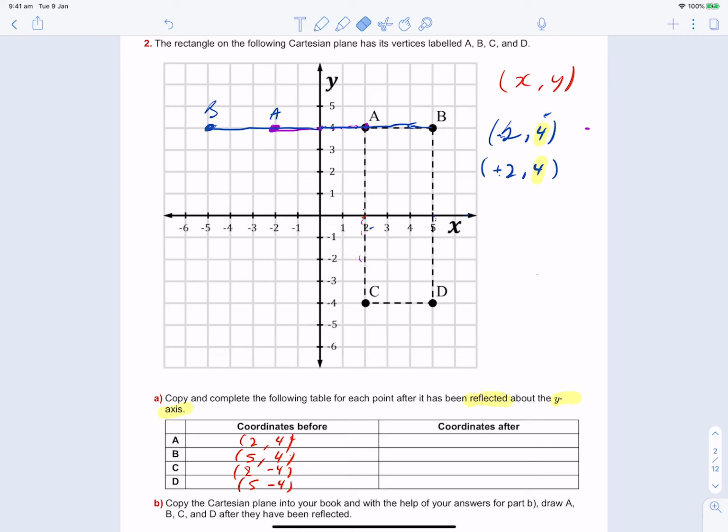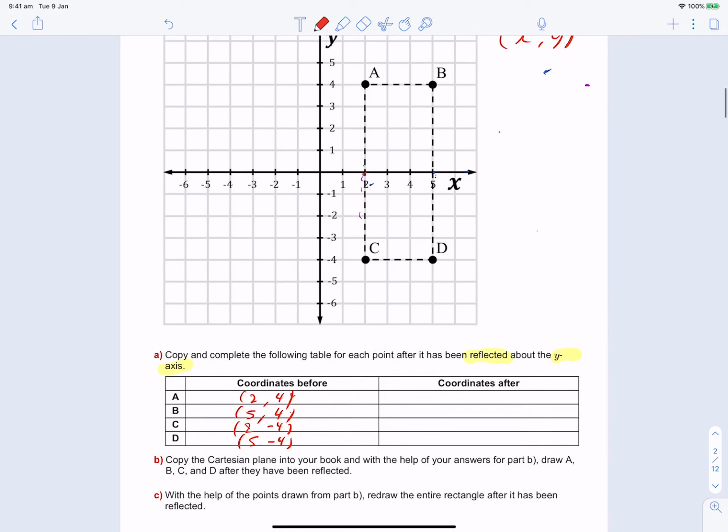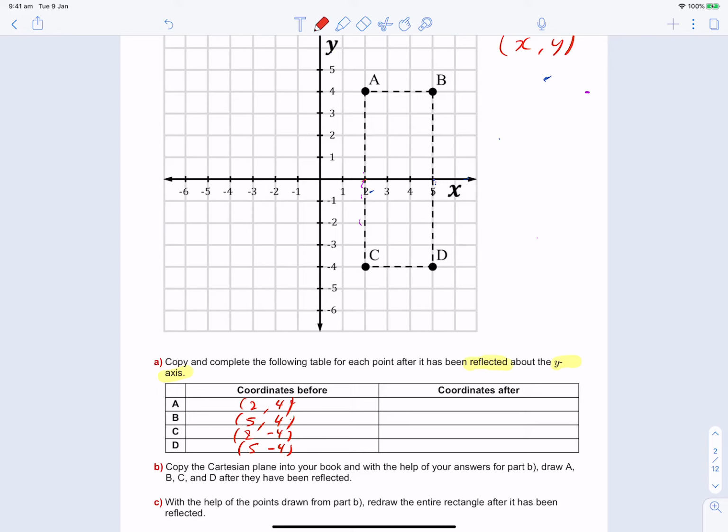And let's look at what that actually looks like. To write out my new points down here, I've skipped ahead a little bit and written them in. So if I started at 2, 4 here, and I'm reflecting in the y, that means I'm changing the sign of x.